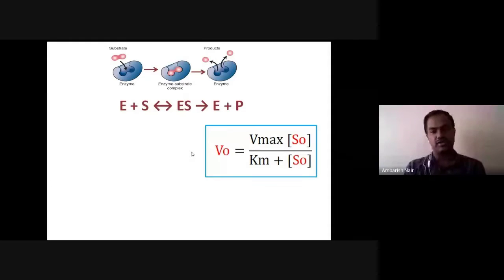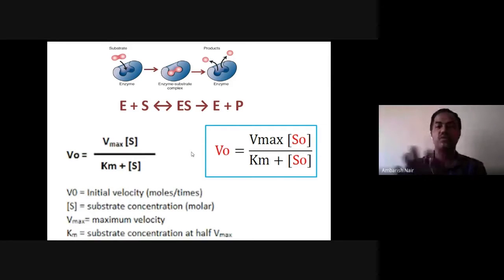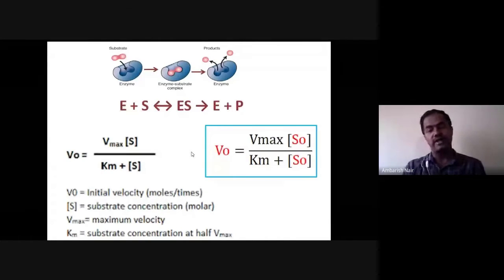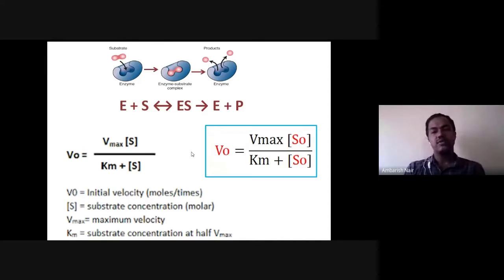If you solve this equation further and further with your mathematical skill, you will get these equations. I have mentioned two equations here. One is V naught is equal to Vmax into S divided by Km plus S, with Vmax into S in the numerator and Km plus S in the denominator. That means V naught, the velocity of a reaction, is equal to the maximum velocity at the initial stage into substrate concentration divided by the Michaelis-Menten constant plus substrate concentration. Or else it can also be written as V naught is equal to Vmax into S naught divided by Km plus S naught. Both possibilities are there.